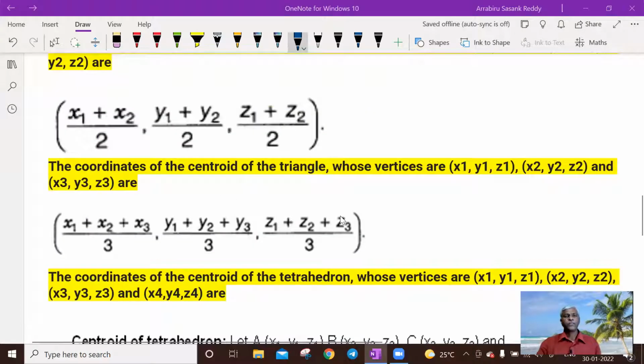Now, this is the midpoint formula. We know (x1 plus x2) by 2, (y1 plus y2) by 2 in 2 dimension. Here, in addition to that, (z1 plus z2) by 2.